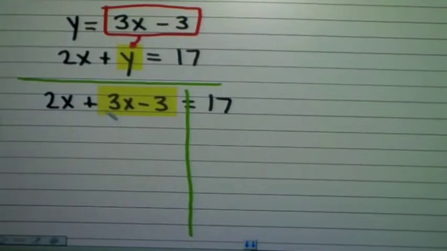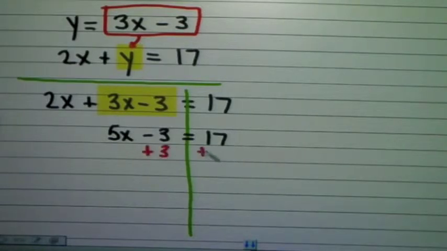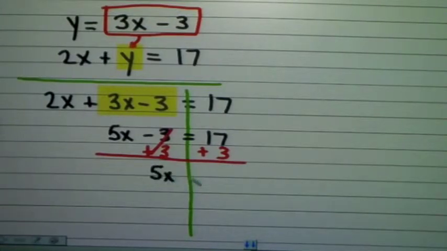I can go ahead and combine like terms. 2x plus 3x gives me 5x. So 5x minus 3 equals 17. And then we can begin to solve. Add 3 to both sides. 17 plus 3 gives us 20. Divide by 5. And we find that x equals 4.